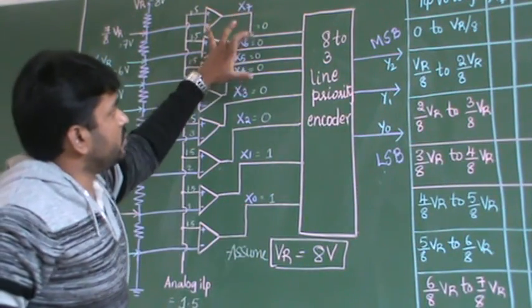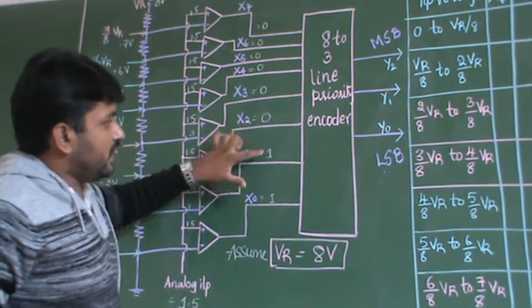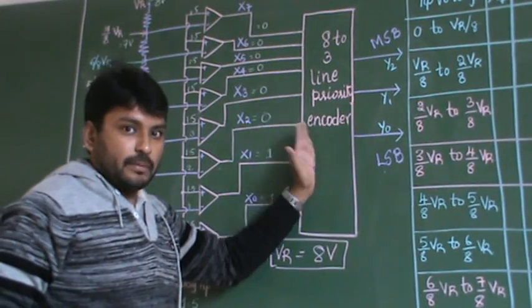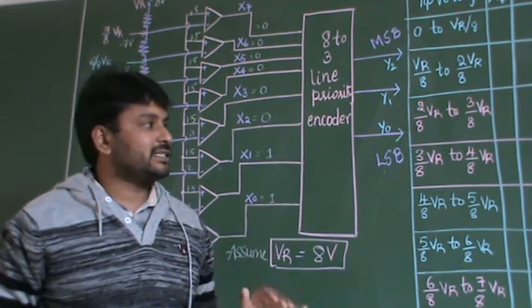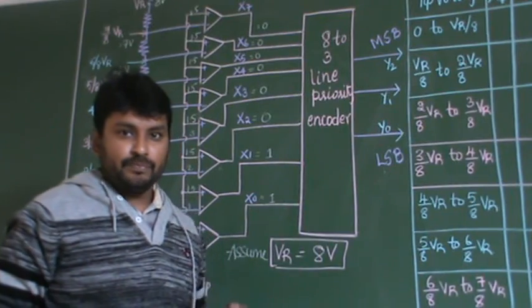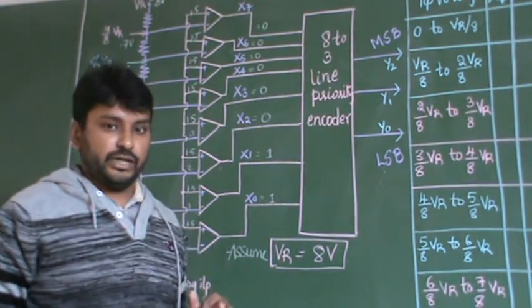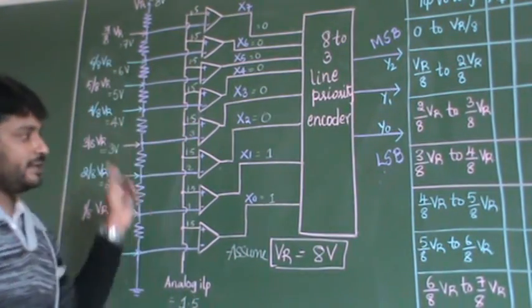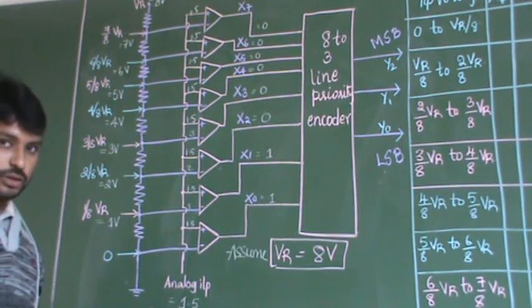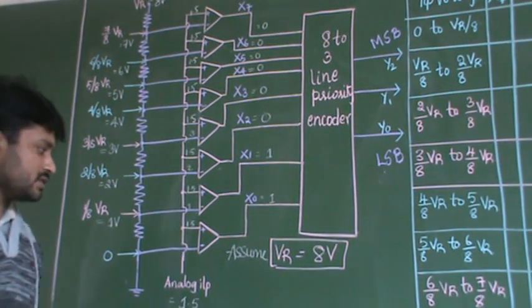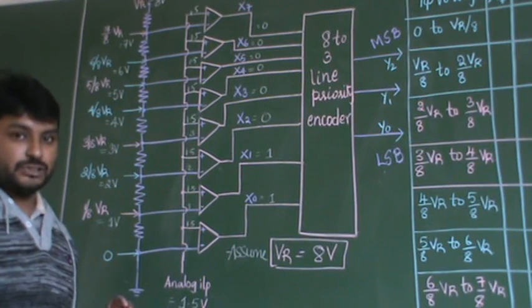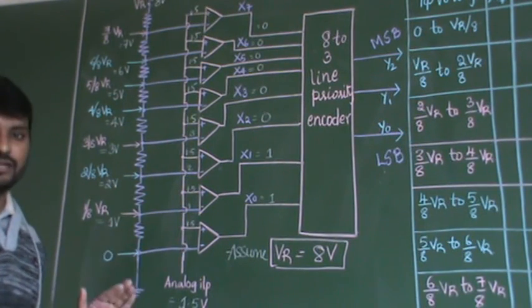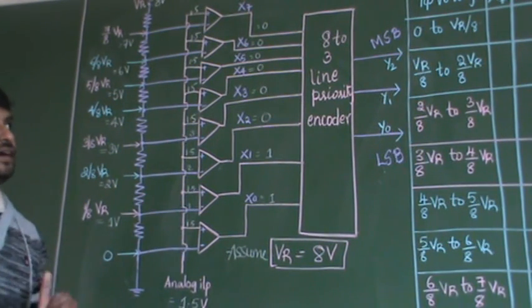Now this 0 0 0 0 0 0 1 1 is given to the encoder. By taking these values to the encoder, what will be your output? We'll understand by considering this table, explaining it in the next video. Copy down this whole diagram and assume that your analog input voltage is equal to 1.5 volts and your reference voltage is equal to 8 volts. So copy down the same thing whatever I explained. Next I'll explain the table.